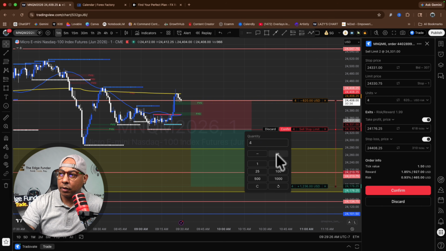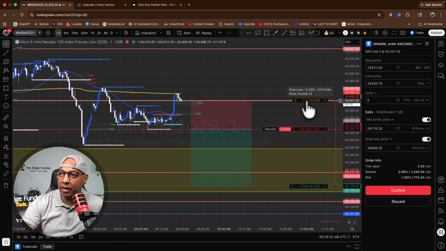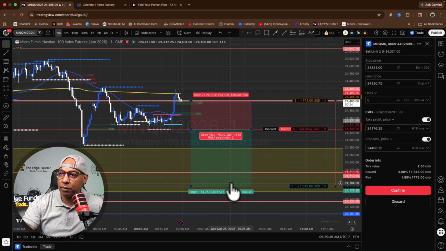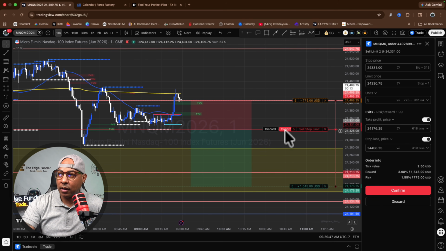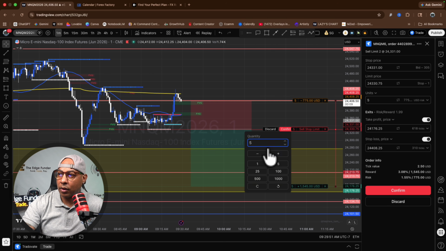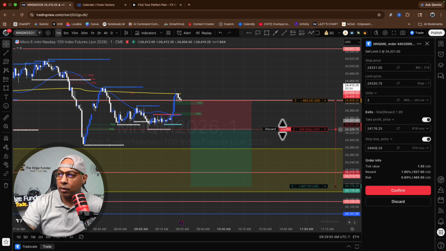All right, so you can move that up, confirm it. And as you see, it changes to 5 everywhere. So now the risk is 775 and the reward is 1545, which still puts us at what? That's a 1 to 2 ratio, right? Risk 1, reward 2, so we're doubling it out. That's not bad. Let's say you want to change this and go with 3. There you are.